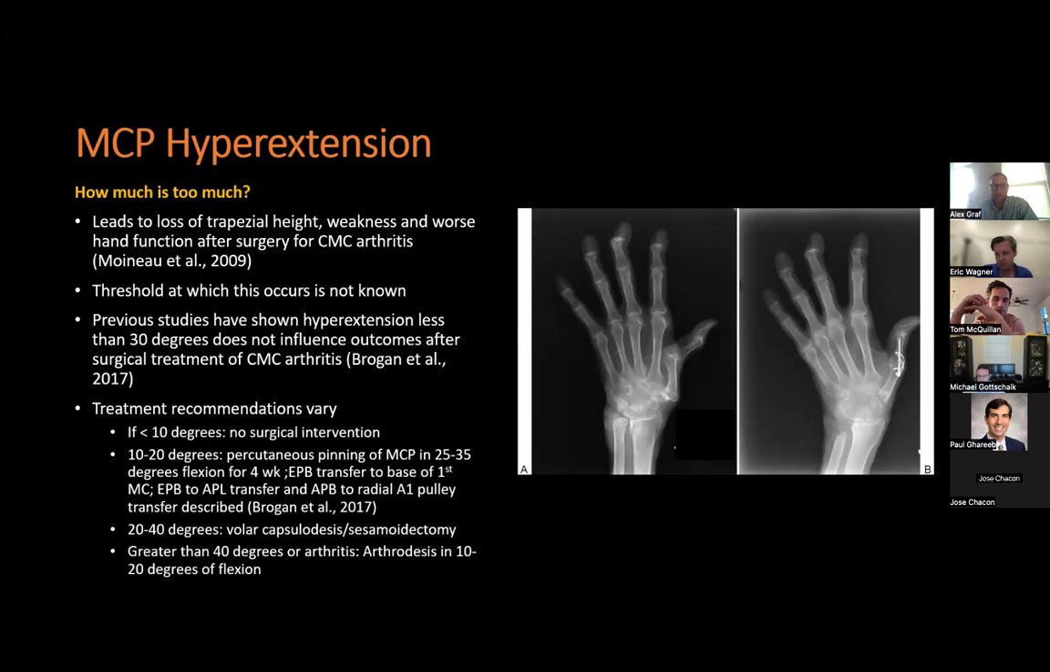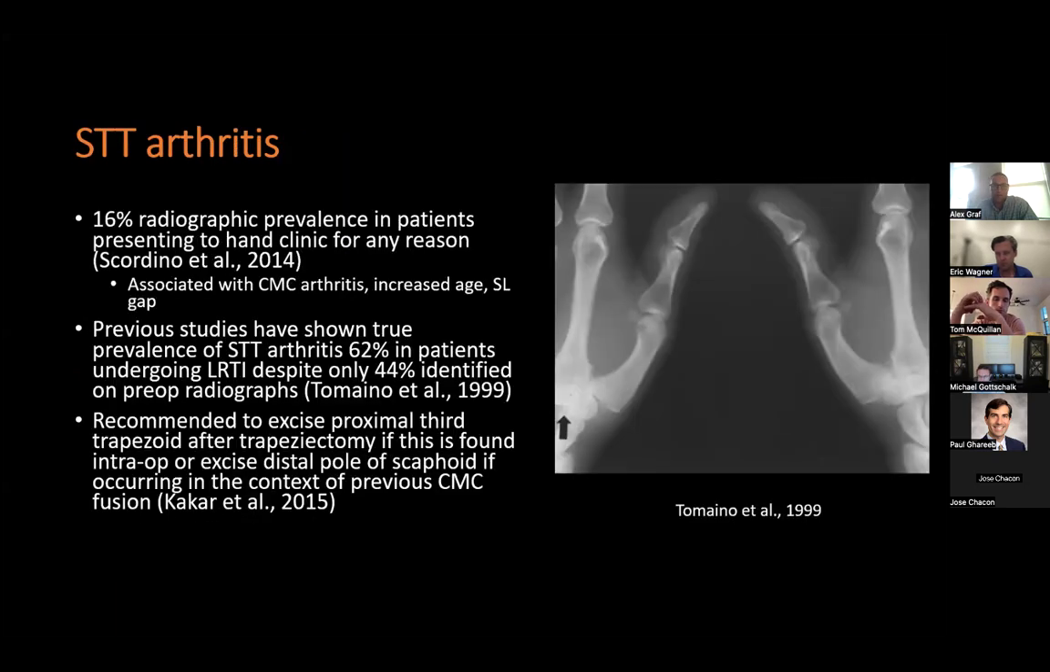I'm curious what some of the more experienced staff do with hyperextension. STT arthritis, so 16% radiographic prevalence, 40 or even higher percent intra-op. So every time I do a trapeziectomy, I always consent for it. I'm going to pull on the second metacarpal ray and look at the scaphotrapezoid joints. If there's cartilage wear, I'll resect the proximal 3 centimeters of the trapezoid with an osteotome.